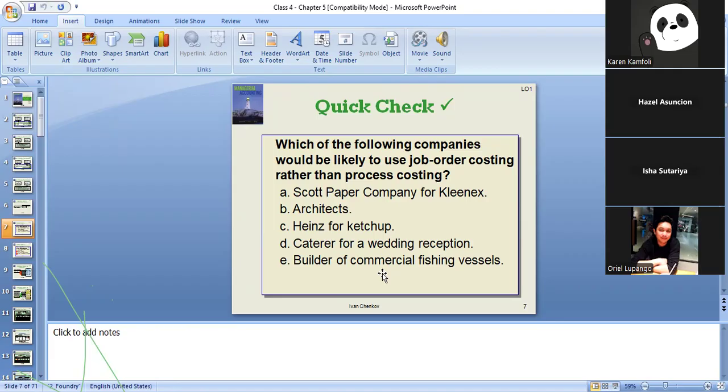How about the architect company? Job order, right? Because there are not two customers that are going to come and say, I want the same house. Everybody wants different things. How about Heinz, where they're producing ketchup?